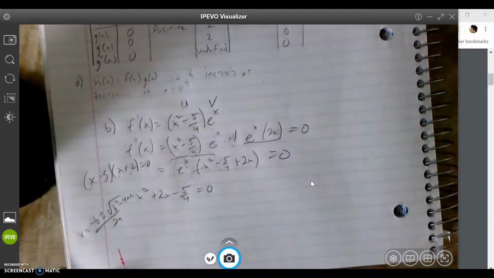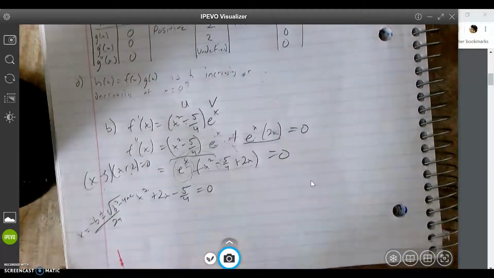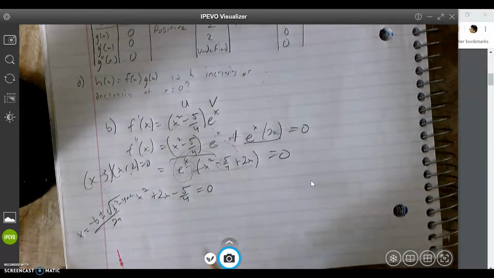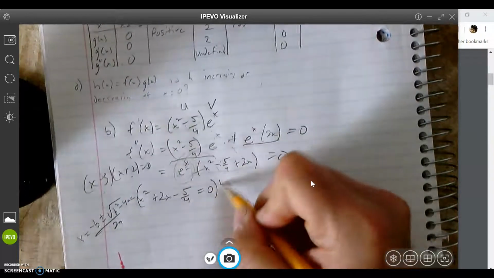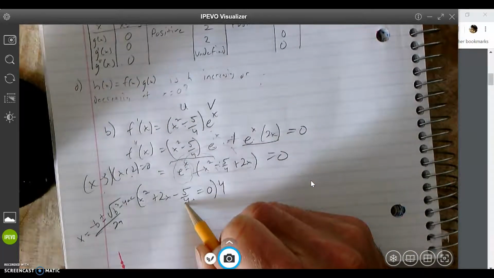Okay, remember that? Because I don't know how to factor this. Second thing I'm going to do, this is a good move: I'm just going to multiply this whole thing by 4 and get rid of this fraction right here.